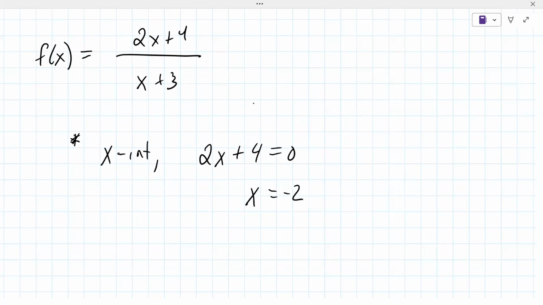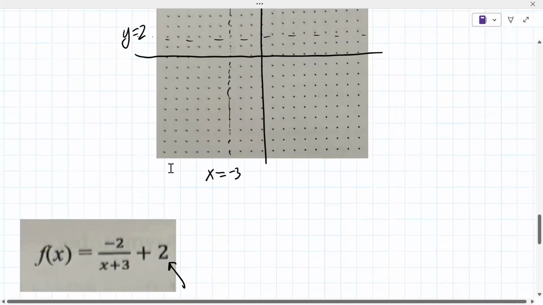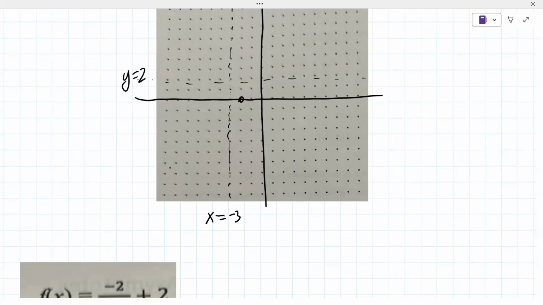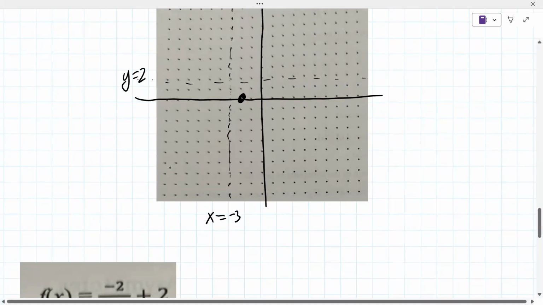So now if you go back to your graph, you can plot that point on there. Minus 2 comma 0 right there. Okay. Minus 2 comma 0. All right.